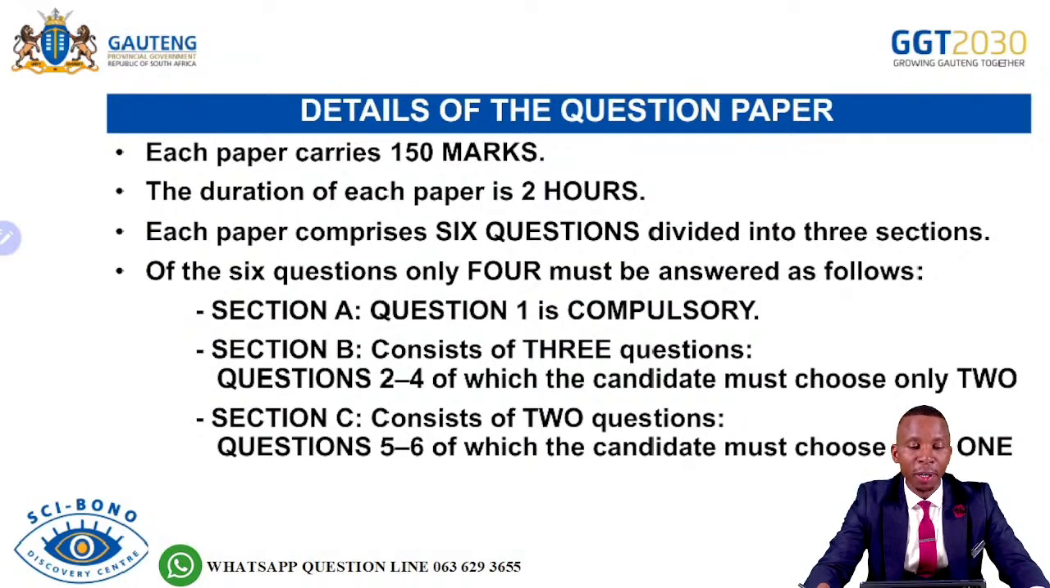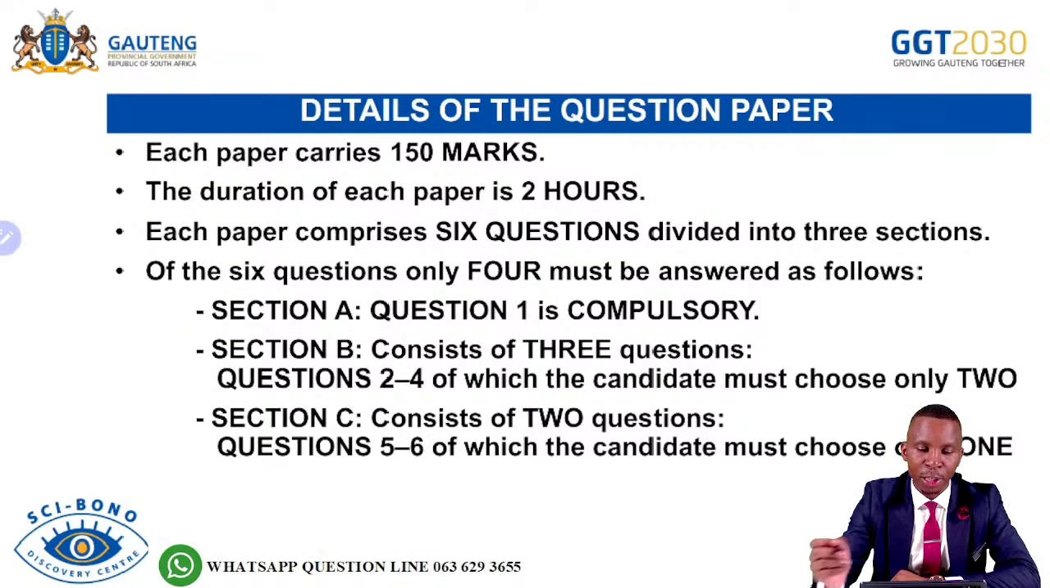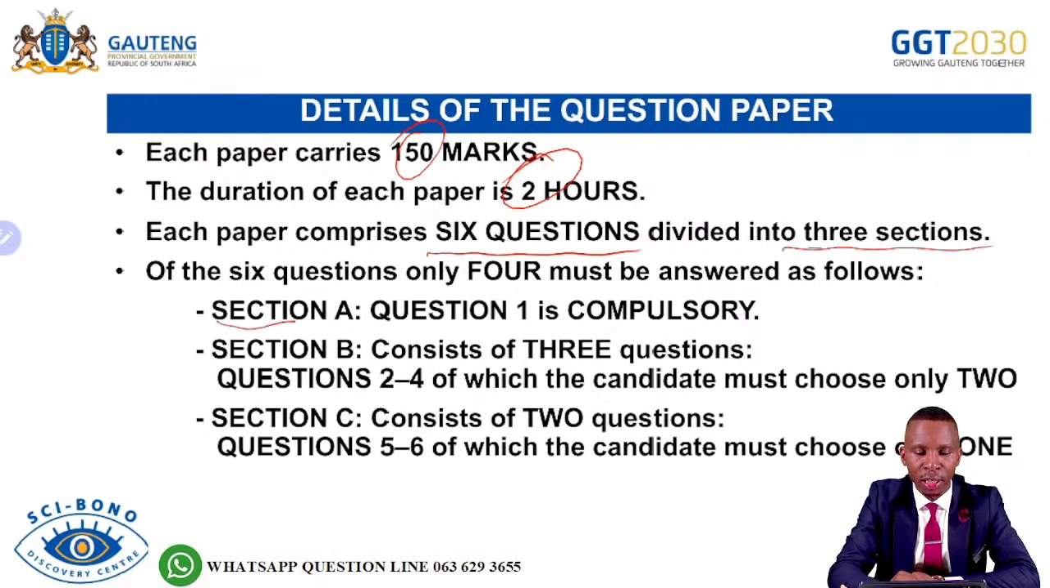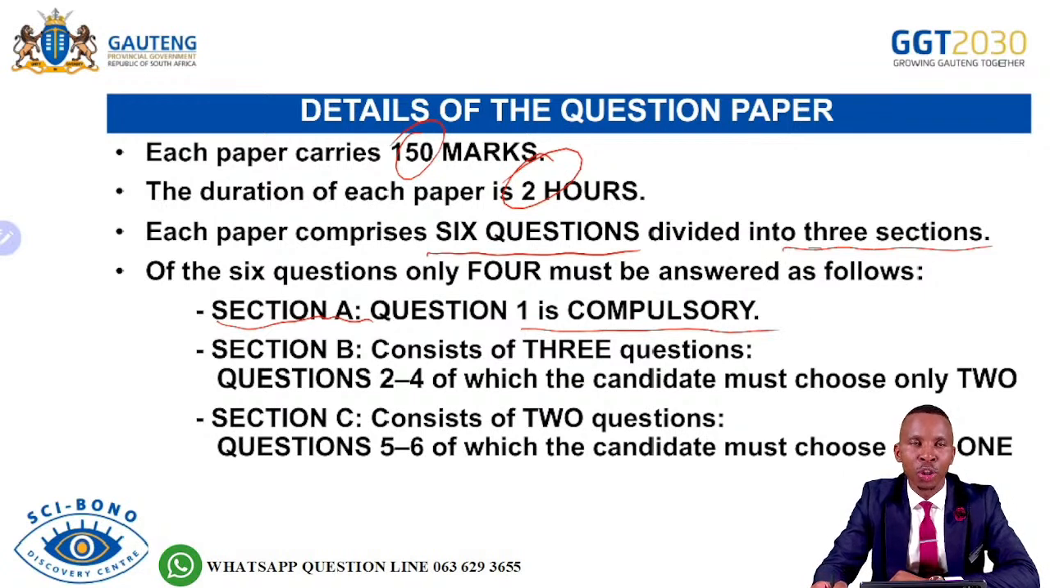So, details on the question paper. Paper 2 contains 150 marks. The duration is 2 hours, like I've said. And there are 6 questions in there. So we have section A, section B, and section C. Section A, as usual, is compulsory. We have to answer section A, where we have multiple choice in 1.1, matching items in 1.2, and descriptions in 1.3. In section B, there are 3 questions. Each question consists of 40 marks. So you have question 2, question 3, and question 4.